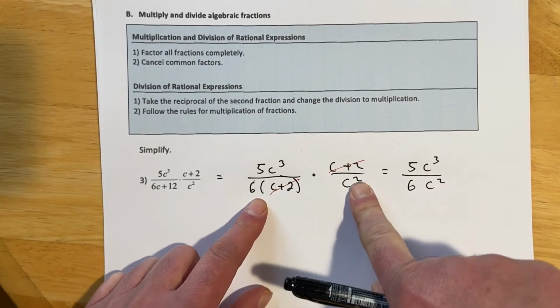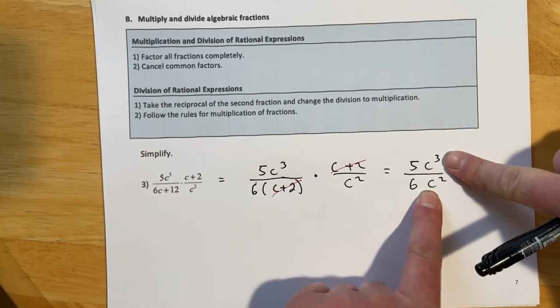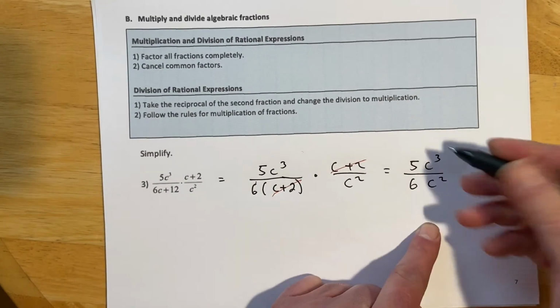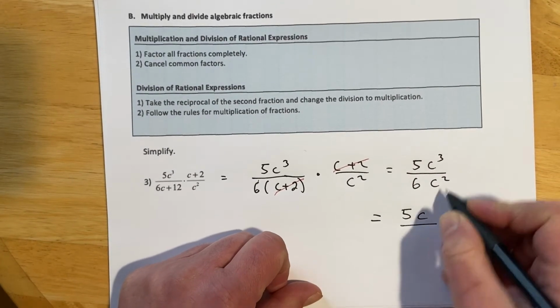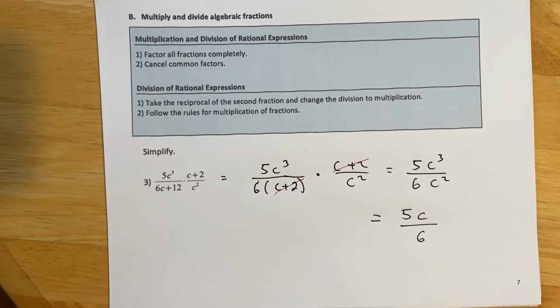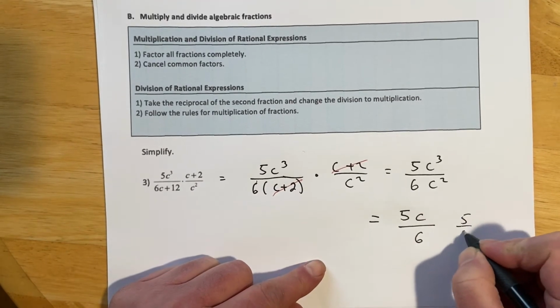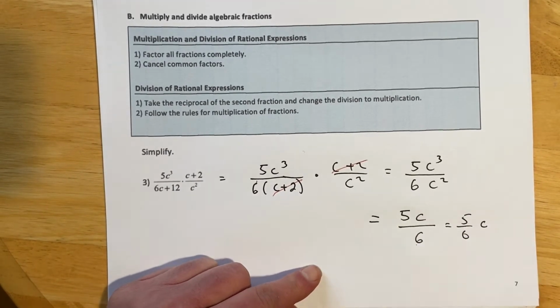So I had c squared down here. I'm just kind of putting that together. I hope you can see I got 3 c's up, 2 down. So if I cancel out 2 of those, I'll have 5c, 1 left up top, over 6. You could also write it as 5/6c. Those mean the exact same thing.